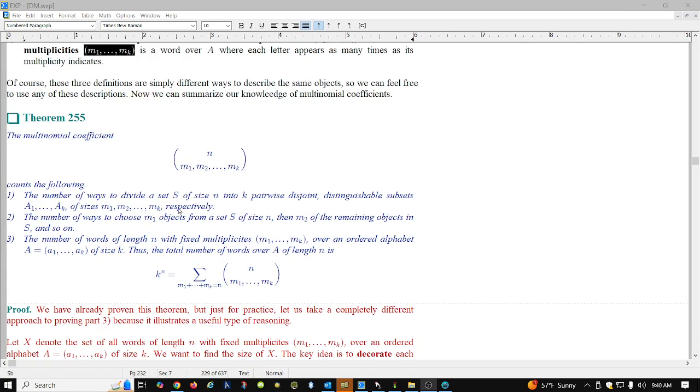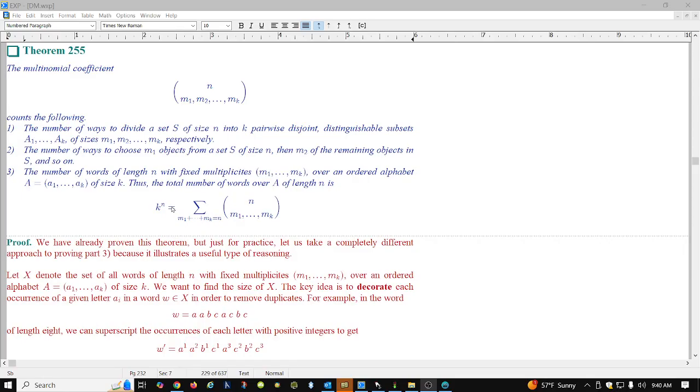Okay, we've already seen why all this is true, but just for practice, I want to give you a different proof of part 3 here, because it illustrates a useful type of reasoning, and it's always nice when you have two different types of reasoning that confirm each other's results. So let's prove this one again. Let X denote the set of all words of length n with fixed multiplicities over this alphabet of size k.